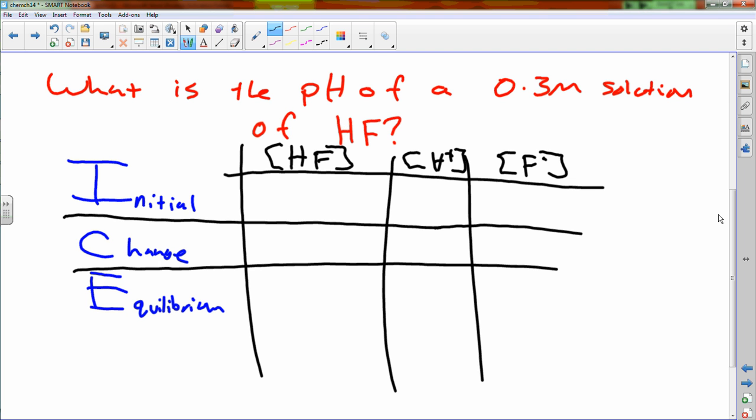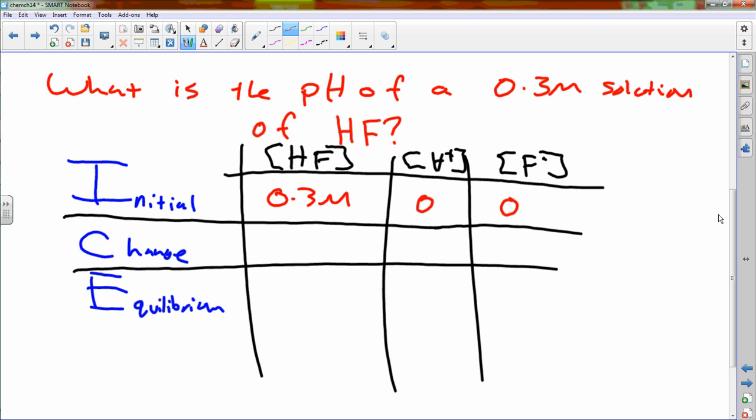Okay? Now, the first part you fill out is the initial. When we first put this HF, this hydrofluoric acid, into the water, before the water is able to break any of it apart, all of this 0.3 molar solution would be HF. So the initial is basically always what you start with, 0.3 molar. Initially, before any of this stuff breaks apart, there are no H plus ions or F minus ions. So the initial there is going to be 0 in each case. Okay?